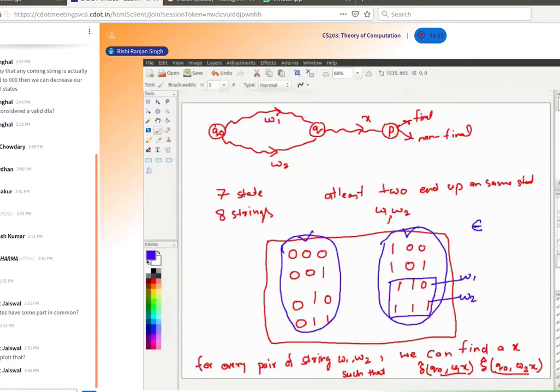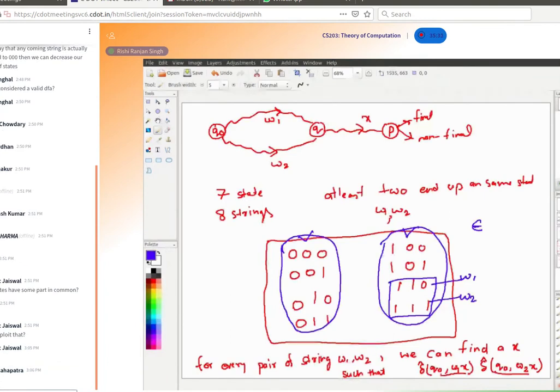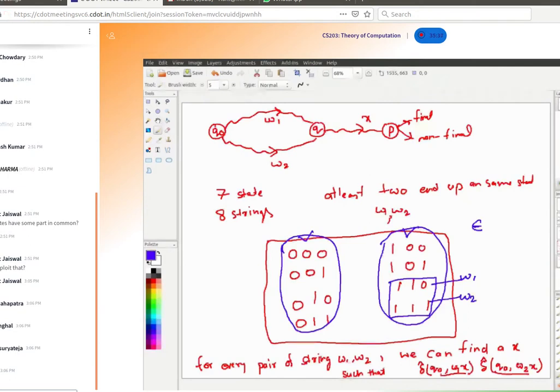That W1 is 110 and W2 is 111. Good. I think there are multiple options, but I can say any string of length 2 will satisfy it. Any string of length 2. Why? Because any string of length 2, once you append it, what will happen?